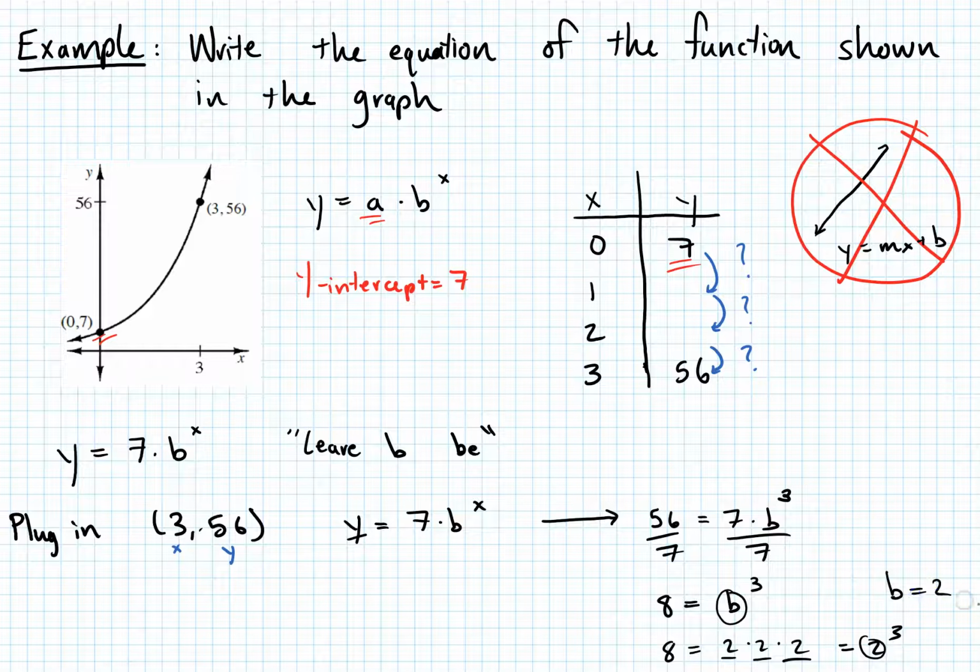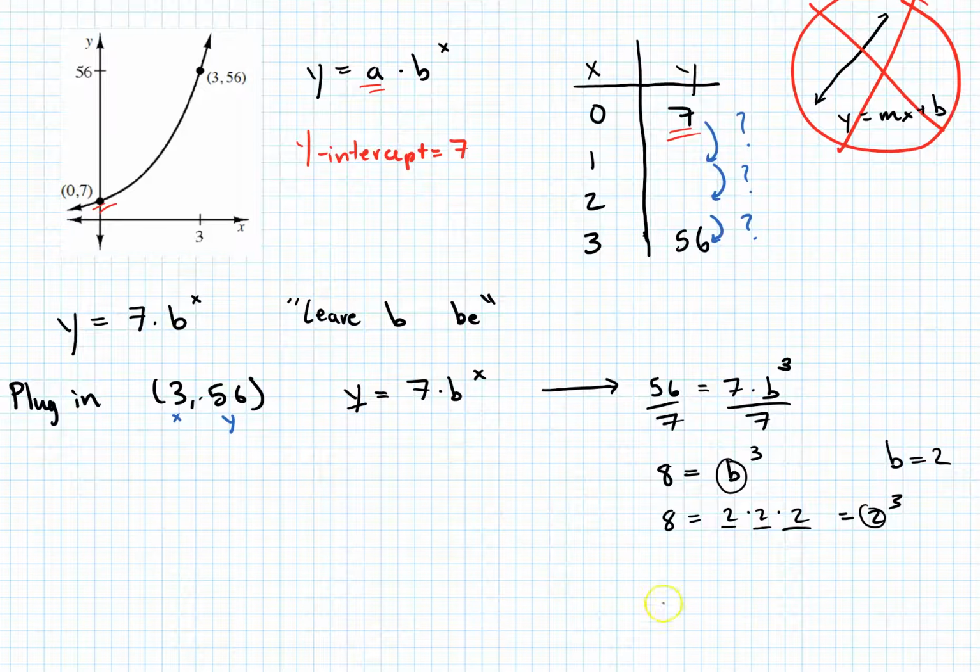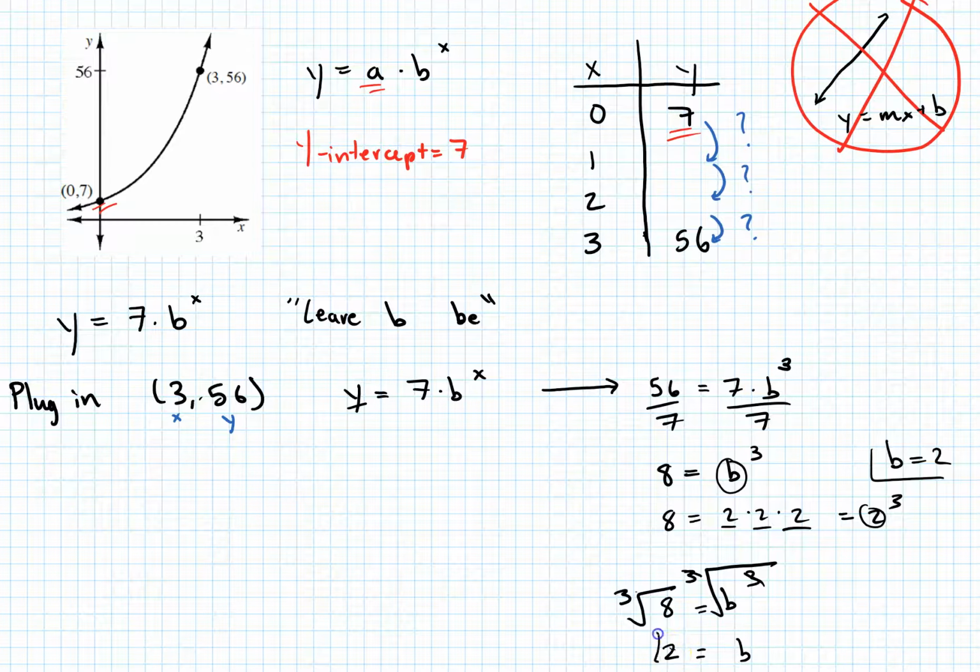b equals 2. Now another way you could have done that, some people don't like that way, that's called the looking inside method. If you have b to the power 3 equals 8, in order to solve for b, you can take the cube root on each side. The cube root and raised to the power 3 cancel each other out, leaving b equals the cube root of 8. And the cube root of 8 is 2. So you have two different ways to find your multiplier there. We have option number 1 and option number 2. Either way, we have our equation.